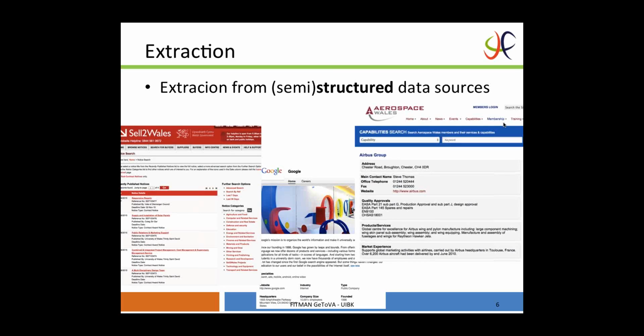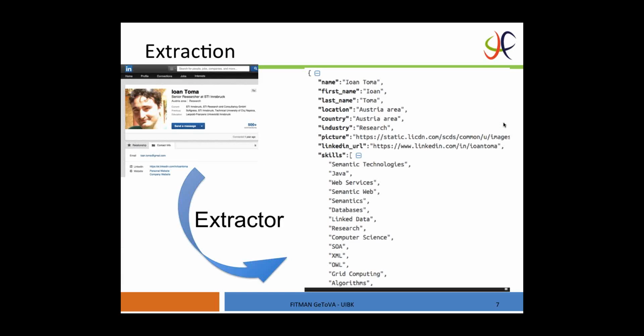So, for example, stuff we can do with this extractor is extraction from HTML pages. For our use case, for example, we extract the data from the Sell to Wales page from LinkedIn. As you can see, here is a LinkedIn company page for Aerospace Wales, we extracted some data and we put it into our system. And for people, we extracted public LinkedIn people profiles, and we then provide this as JSON.